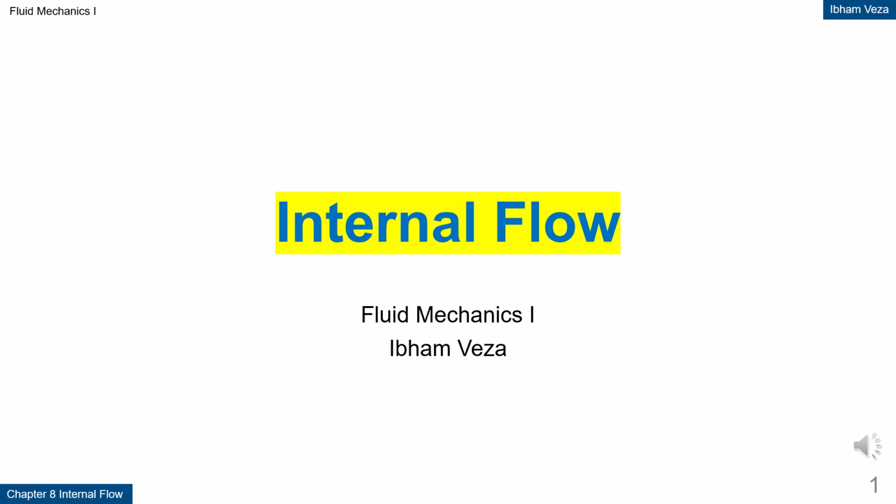Chapter 8, Internal Flow. This chapter discusses fluid flow inside pipes, which is essential in engineering applications such as water supply, oil transport, and industrial processes. The main focus is how fluids behave when flowing in closed conduits. The concepts include differences between laminar and turbulent flow and their impact on energy losses.